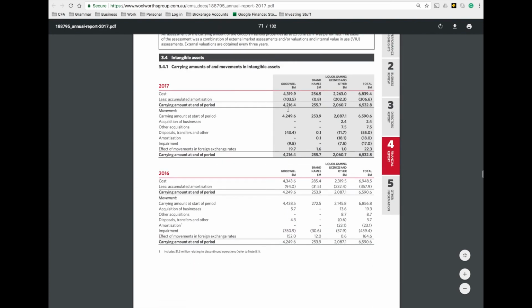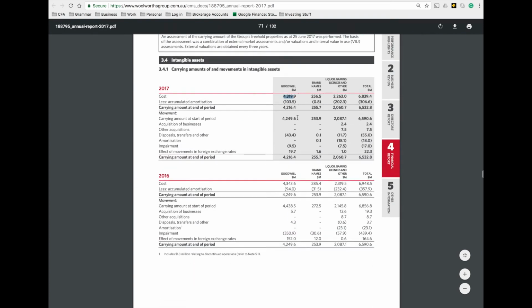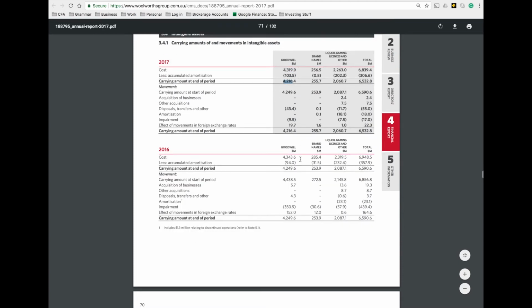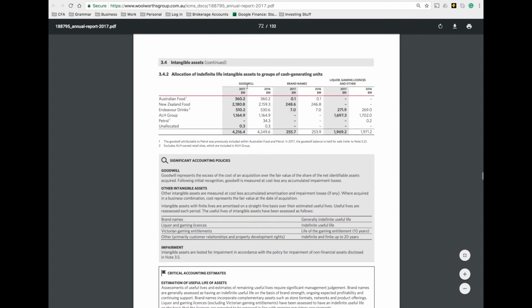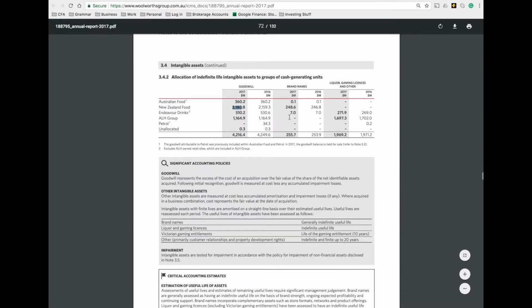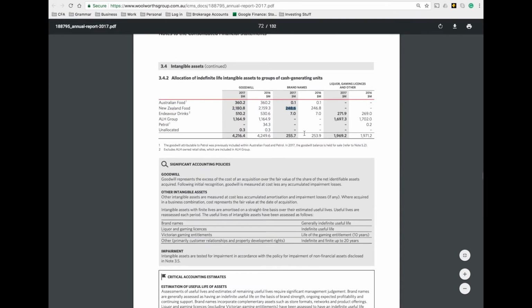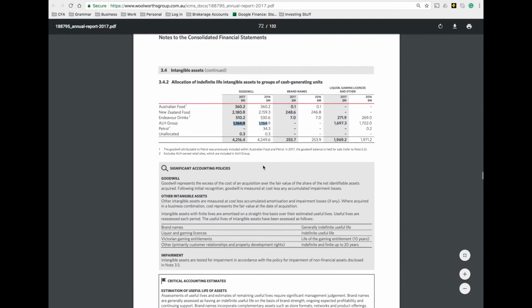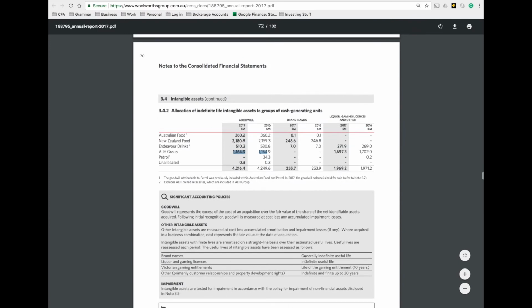Here we go. Okay, you can see that Woolworths has $4.3 billion of goodwill. That's a fair amount. And these essentially have come from acquisitions in the past. You can see here that a lot of the goodwill has come from the New Zealand business that Woolworths has obviously purchased in the past. It's also got some for brand names here, carrying value. It's also a liquor business, like a hotels, pubs business. And you can see here how these are accounted for on the balance sheet.